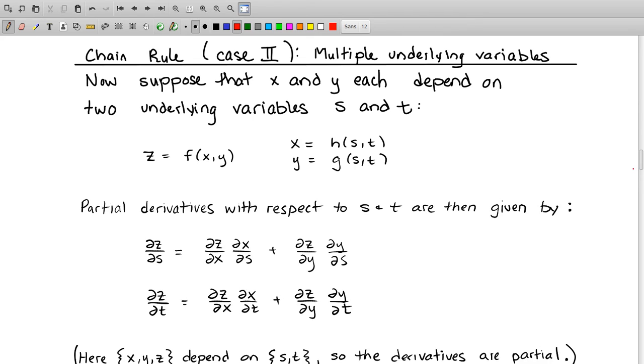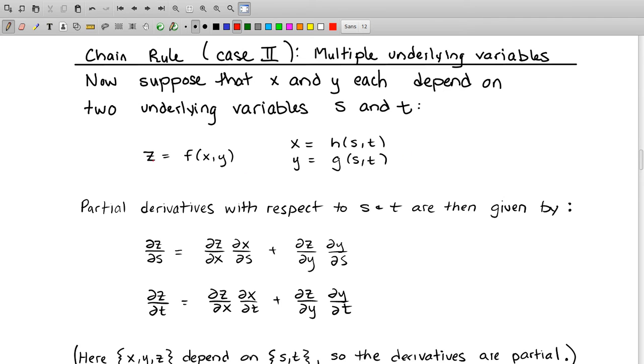Okay, another example could be two underlying variables, and this is especially useful in the real world. These two underlying variables could be, say, a different coordinate system like r and theta. X depends on r and theta. Y depends on r and theta. That gives you a relationship between Cartesian and polar coordinates.